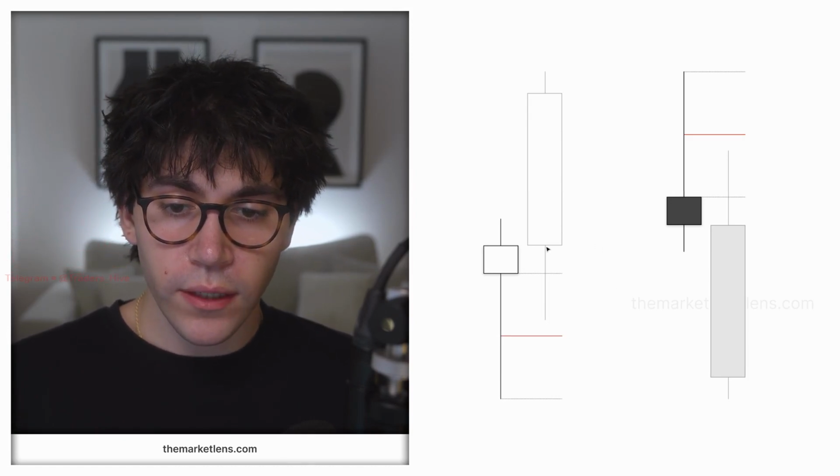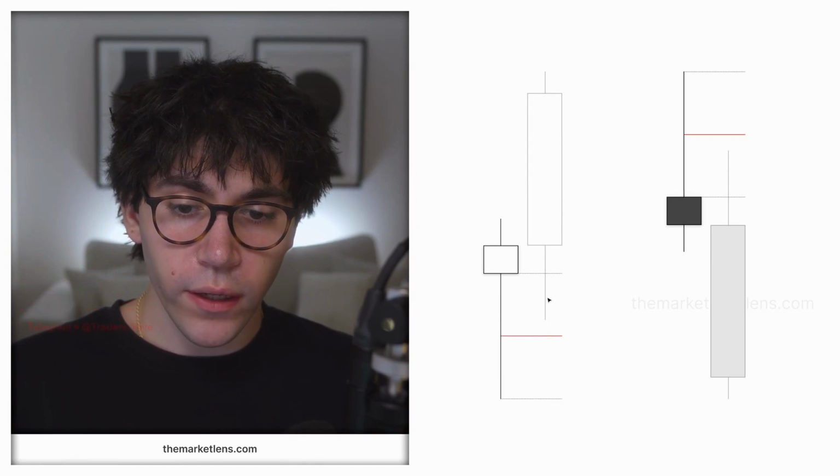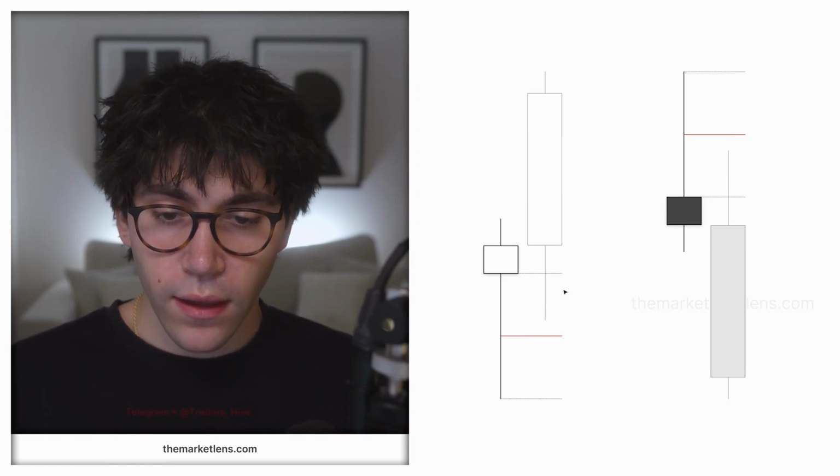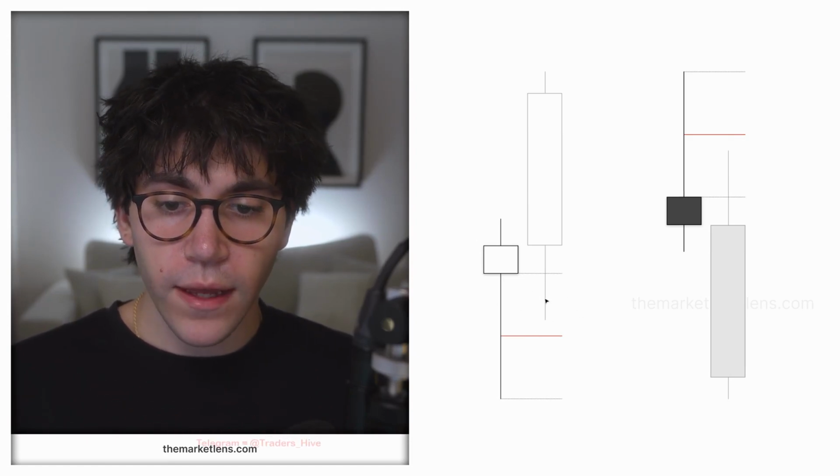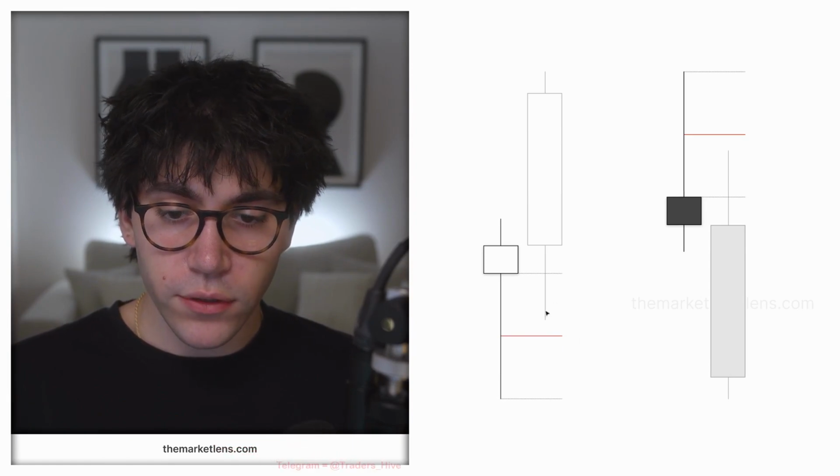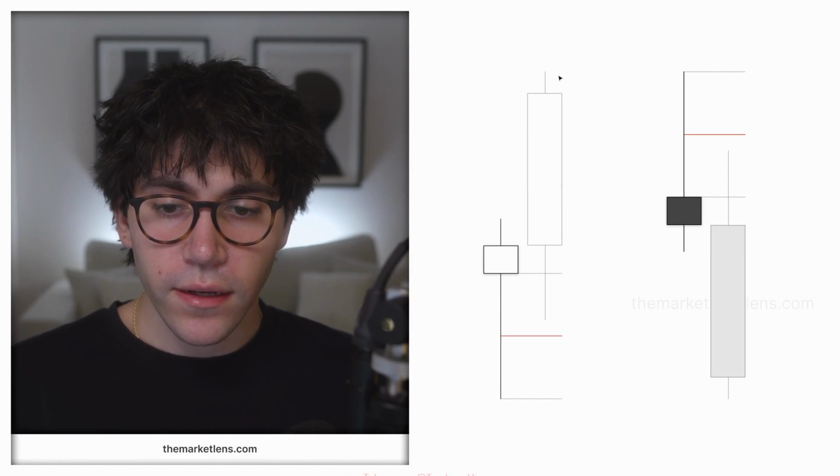So this following day, we don't want to see that lower wick go beyond 50% of the previous day's wick. Everything should occur above that level. We should get that intraday reversal above, and then we can trade that to the upside.